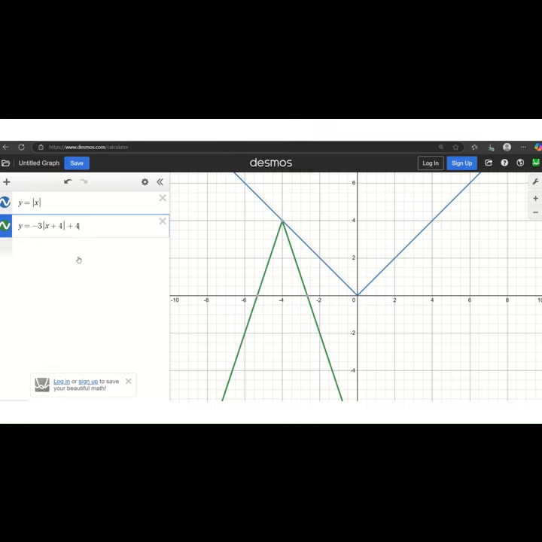I strongly encourage you to play around with this so that you can get comfortable with the different things that we can do to transform our graphs.